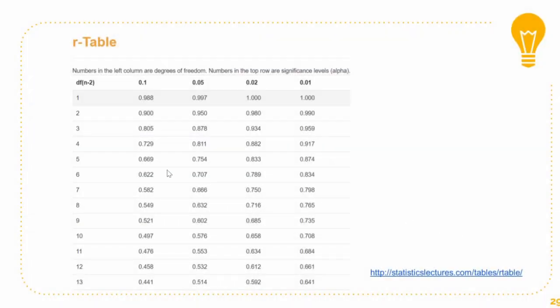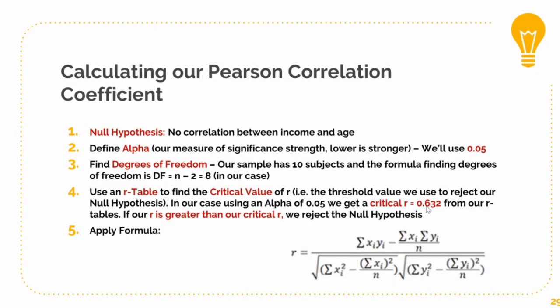So we apply the formula now. So this is the R table I mentioned. So this is our degrees of freedom here. So we're on 8, and we know our alpha, this is our alpha value up here, is 0.05. So we get 0.632. That's how we use that value right here, our critical R. So now we have to calculate our R from this formula to see if our value is greater or less than our critical R. So remember, if this R is greater than our critical R, we can reject the null hypothesis.